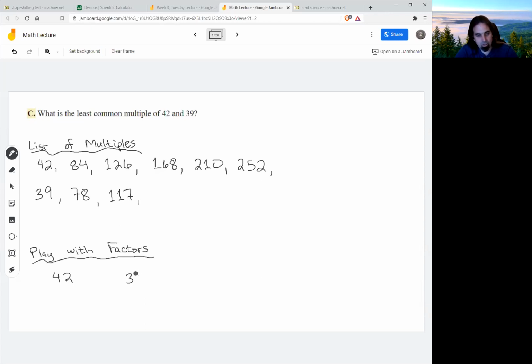42 and 39. Do they have anything in common? Forty-two is 6 times 7, which is 2 and 3. Thirty-nine is 3 and 13. So they have a 3 in common. I will keep one 3 and hide the other 3.